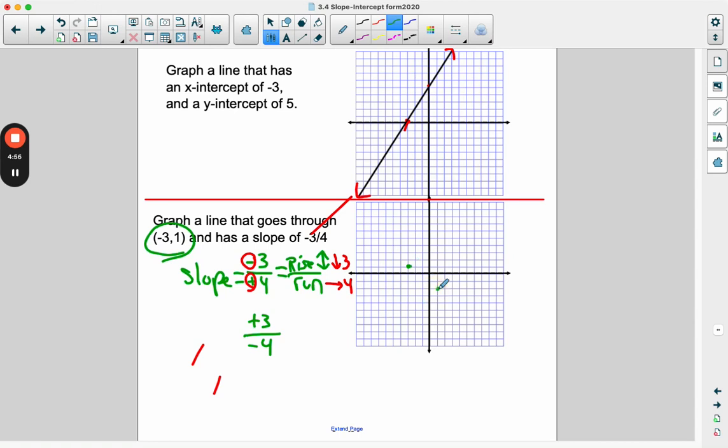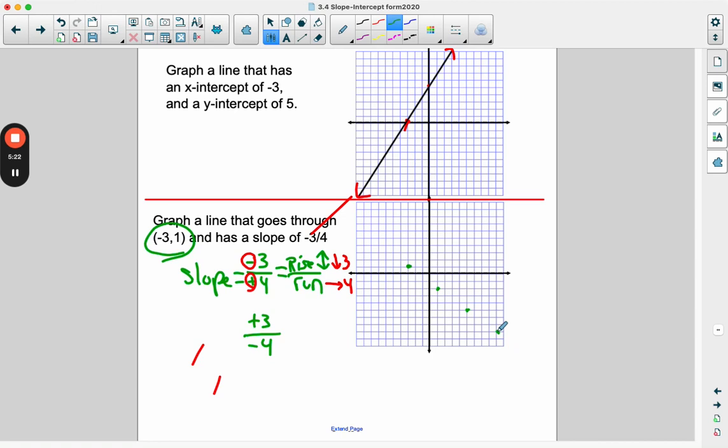And I can keep going, down 3, right 4, put another dot. Down 3, right 4, put another dot. And I can create as many dots as I need to. Oops, did I go over far enough? Nope, should be over one more, sorry. I can create as many points as I need to, and the object is to get as close to the edge of the paper as I can. So I'm pretty close to the edge of the paper here.